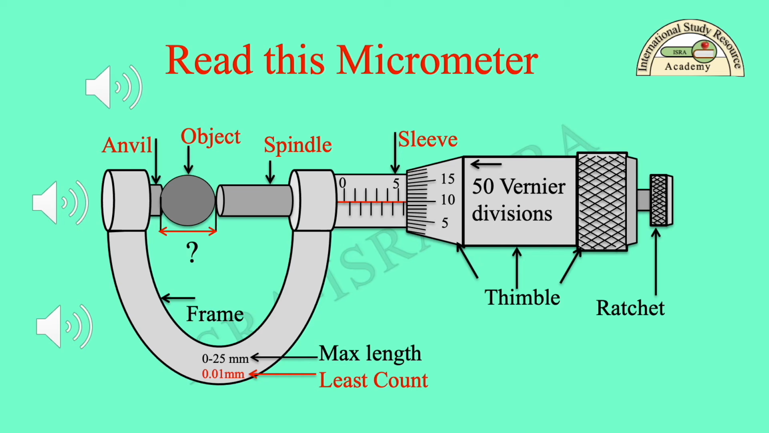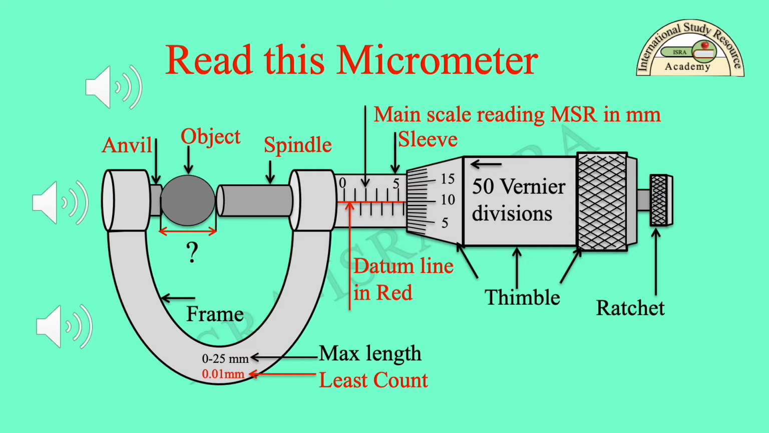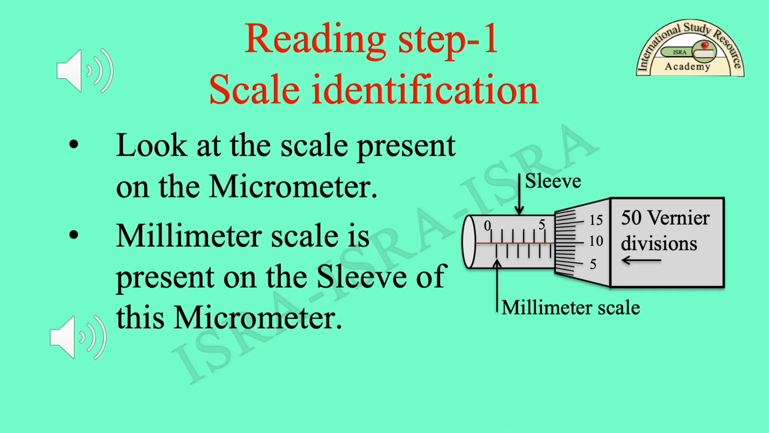Read this micrometer. Look at the scale of micrometer screw gauge diagram. You can see an object between anvil and spindle. Find the diameter of this object with the help of the given scale on this micrometer. Horizontal millimeter scale is engraved on the sleeve representing main scale reading, MSR. 50 vertical vernier divisions are also visible on the thimble. Horizontal red datum line is also visible on the sleeve, which is used to find matching vernier division in vertical order on the thimble.